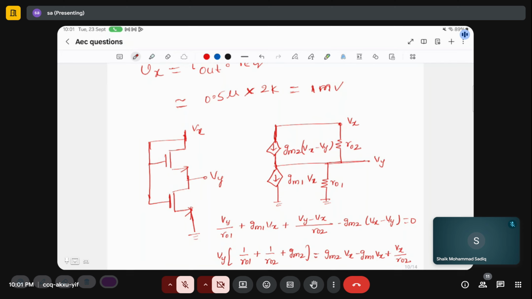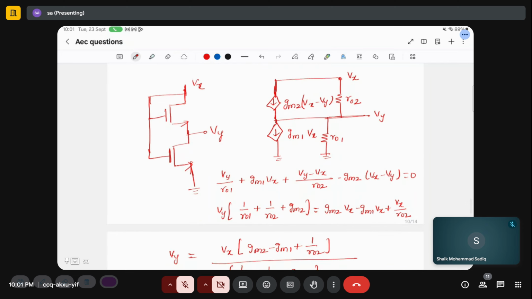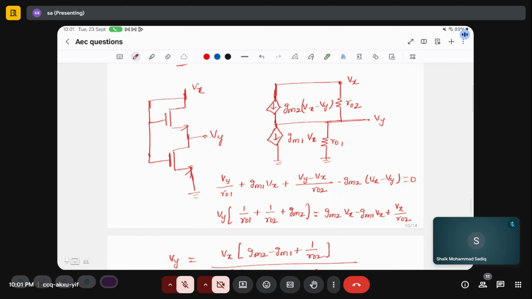So here, what I have done, I have applied KCL at node Vy: Vy by R naught plus Vy by R plus the corresponding gm Vx, minus this gm current, Vy minus Vx by R naught 2, minus gm Vx, minus current Vy.